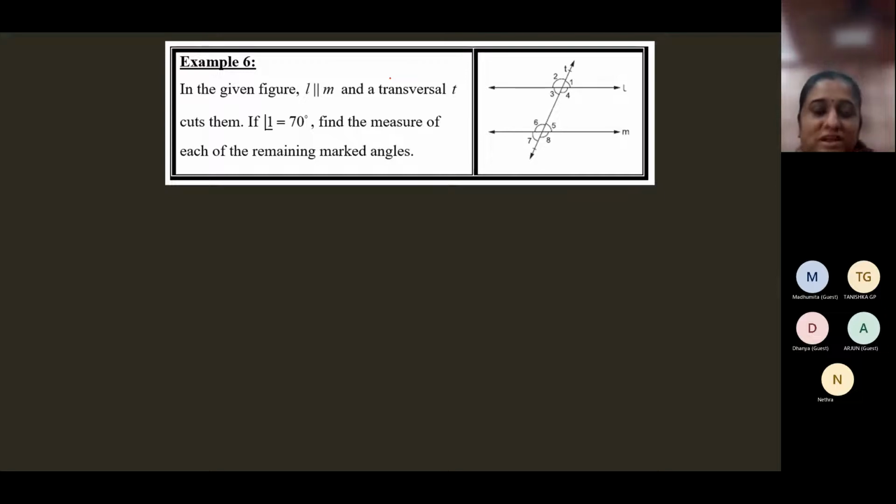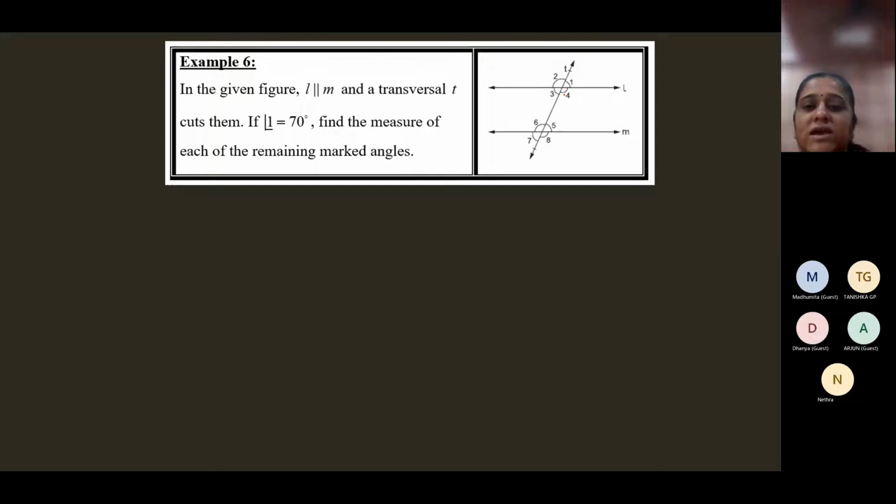So let's continue with lines and angles. This is the first question for today's class. In the given figure, L is parallel to M, T is a transversal. Angle 1 is 70 degrees. Find the measure of each of the remaining marked angles. We'll not work this, we'll just discuss this.